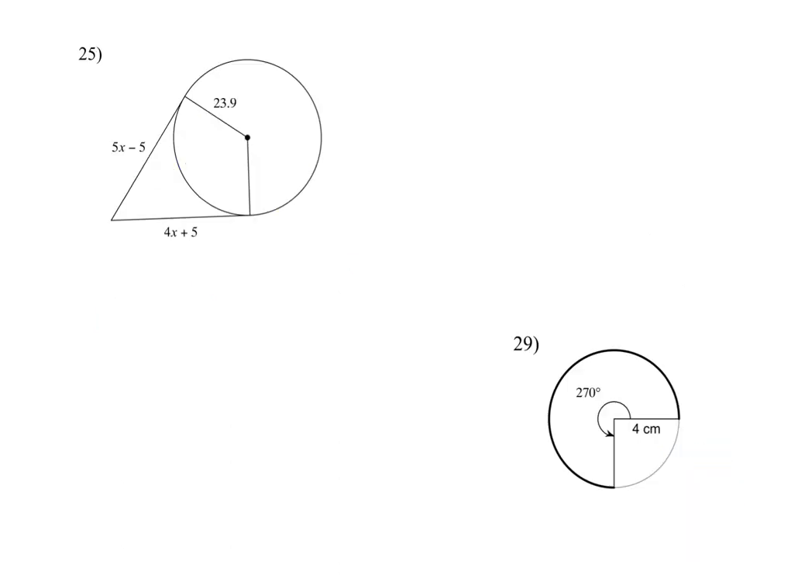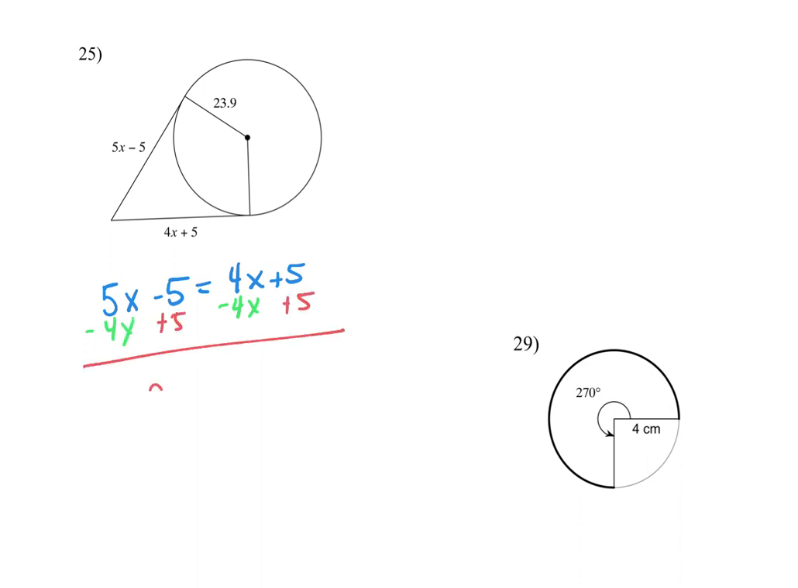So this next group uses the same theorem that those tangents are equal. All right, tangents that intersect at the same point on the outside are going to be equal. So you actually don't need the 23.9 at all. All you need is the fact that 5x minus 5 equals 4x plus 5. All right, subtract your 4x over, and then add your 5 over. So you're going to get x equals 10 here. You do not need the 23.9 at all.